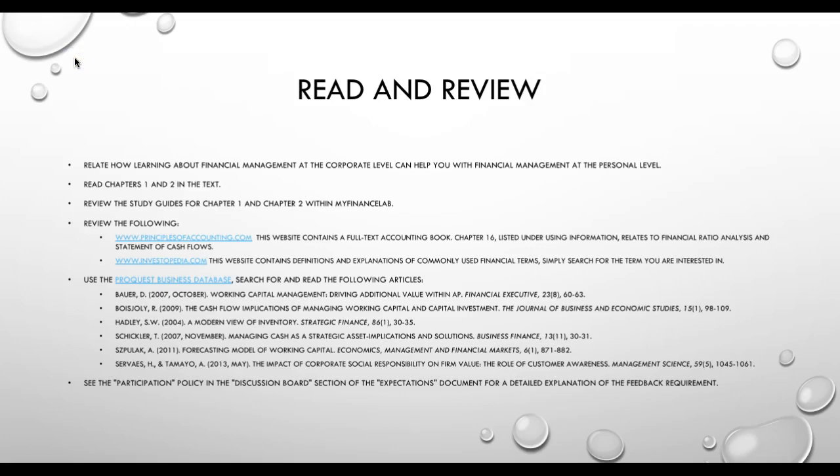And again, guys, this is all on your classroom. You're going to read chapters 1 and 2 in the text. You're going to review the study guides for chapter 1 and 2 within My Finance Lab. And just review the following. Again, this is on your class, so just click on the links. Investopedia is something I commonly use just to find general terms and general formulas. And you're also going to use the ProQuest business database and search and read the following articles, which again is on your classroom. You need to see the participation policy in the discussion board section of the expectations, and that's actually how I grade, is straight by the rubrics.